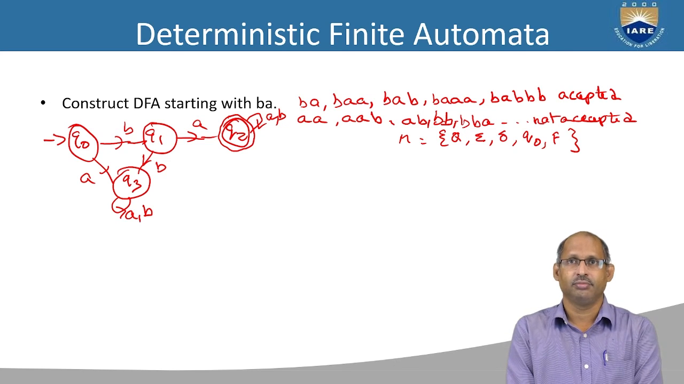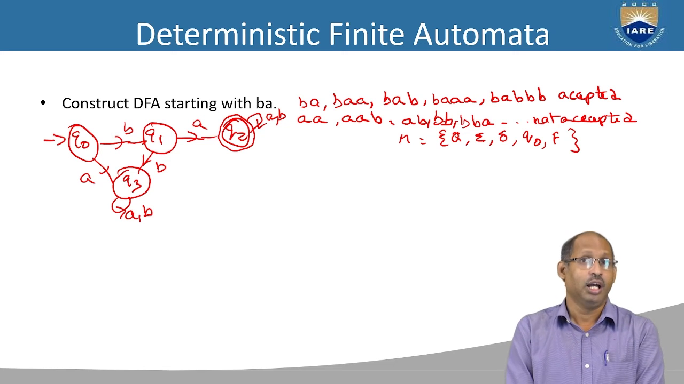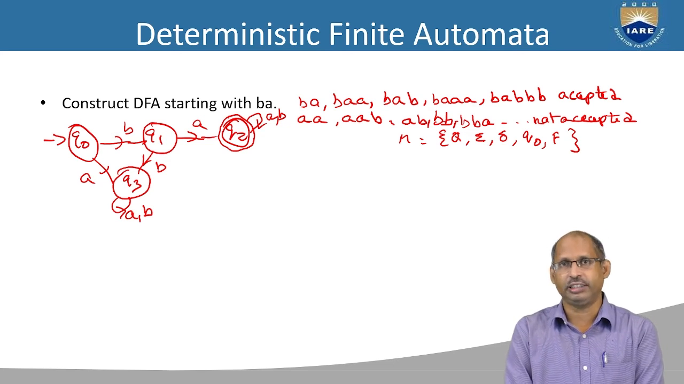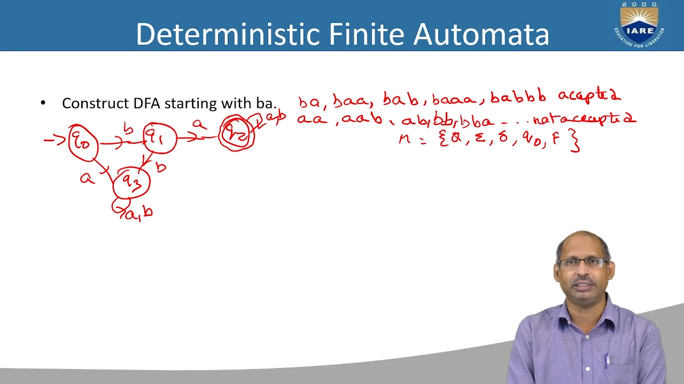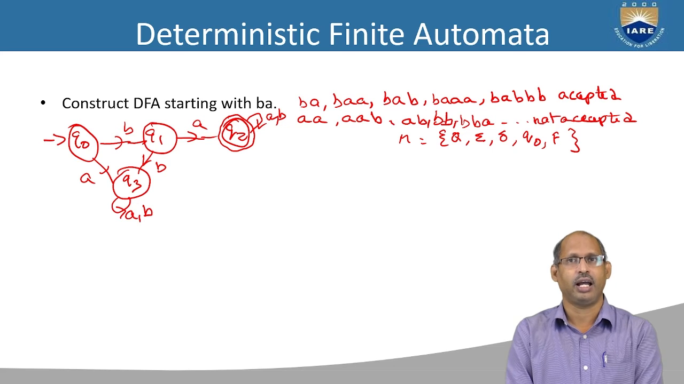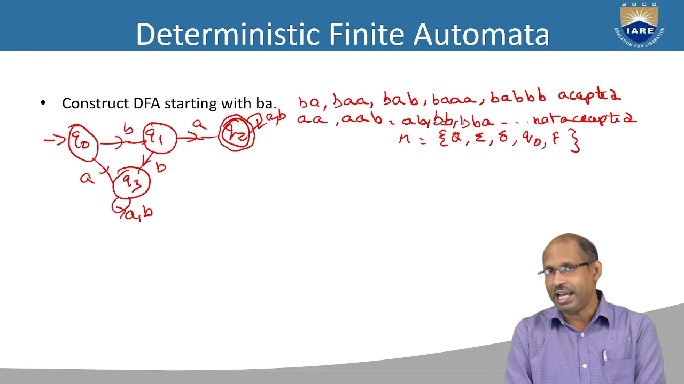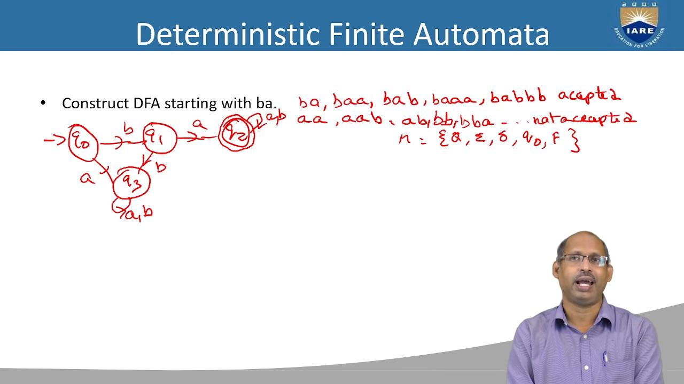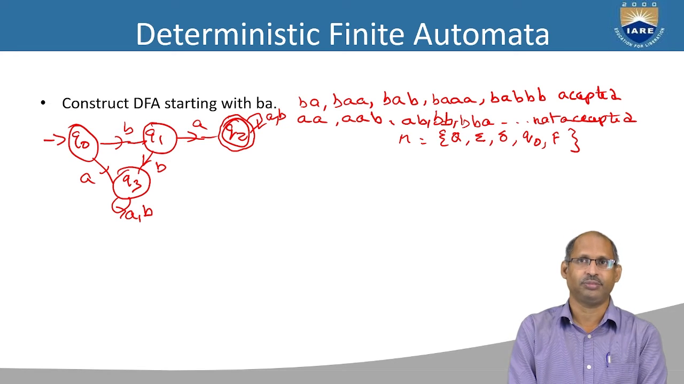Q0 on B goes to Q1, a non-final state. Q1 on B goes to Q3, a non-final state, which says that it is not accepted. After BB, any number of symbols, A's or B's, are also not acceptable. So this is the resultant transition diagram, which shows that the strings accepted start with BA. Any other strings are simply not accepted.